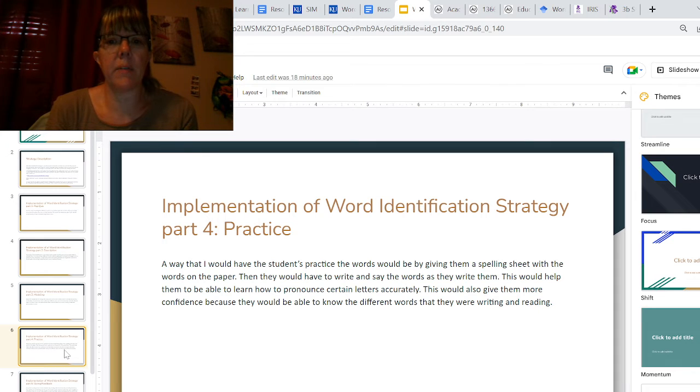Implementation of word identification strategy part 4, practice. A way that I would have the students practice the words is by giving them a spelling sheet with the words on the paper. Then they would have to write and say the words as they write them. This would help them learn how to pronounce certain letters accurately. This would also give them more confidence because they would know the different words that they were writing and reading.